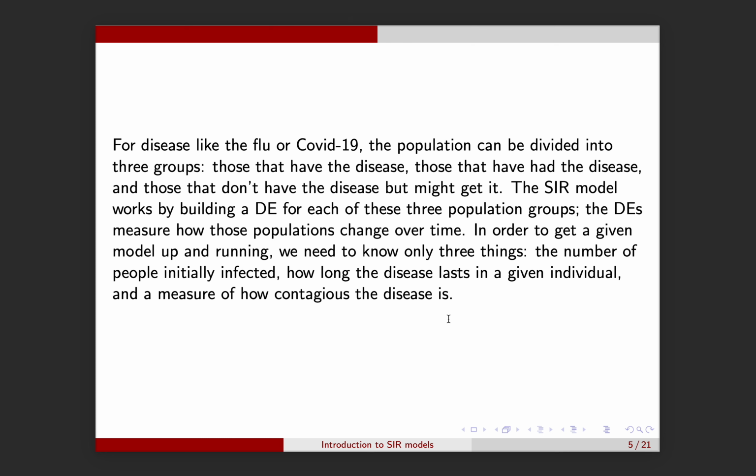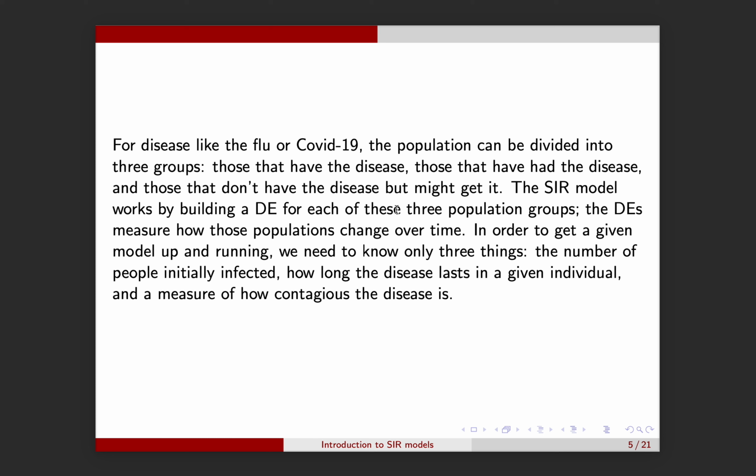So for such diseases like the flu, like COVID, like anything like that, the population can be divided into 3 groups: those that are currently sick, those that were sick but no longer are, and those that haven't had the disease but could get it. So the SIR model works by building a DE for each of these 3 population groups, which gives you a system of DEs. So you have 3 variables as a system.